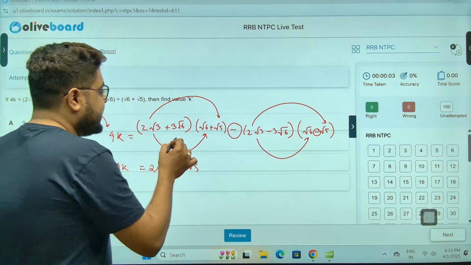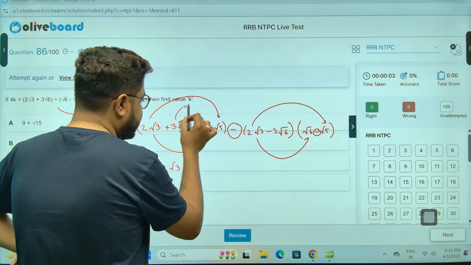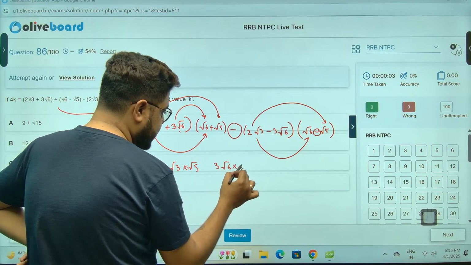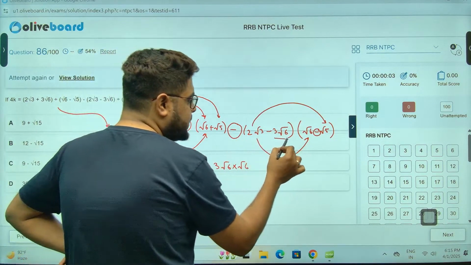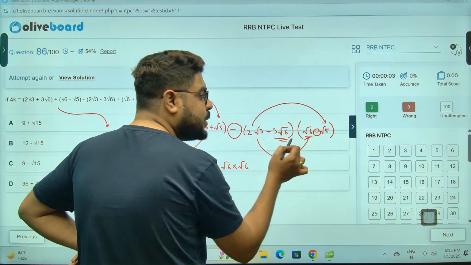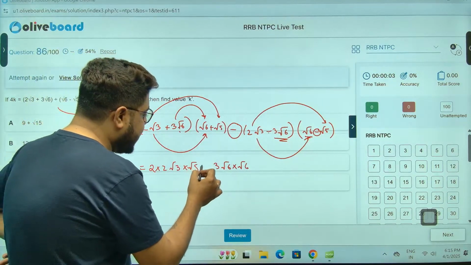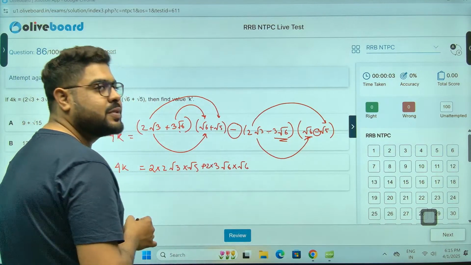Again, 3 root 6 into root 6, sir. Again, sir, minus into plus is minus. So minus and minus will become plus. I'll again get twice of this, sir.